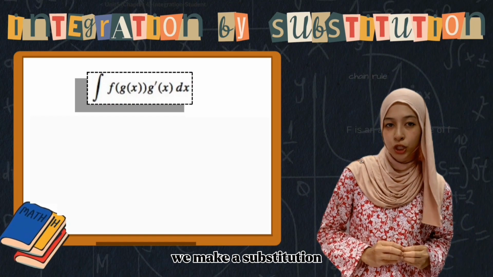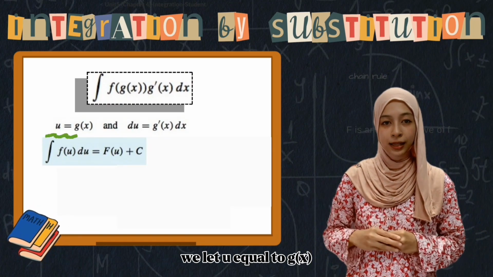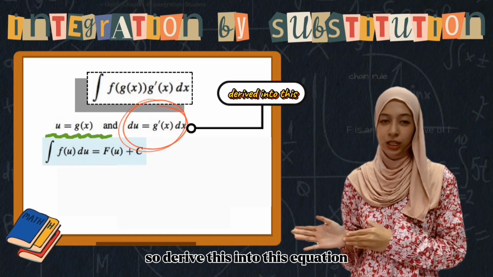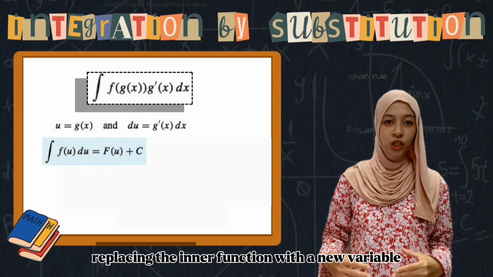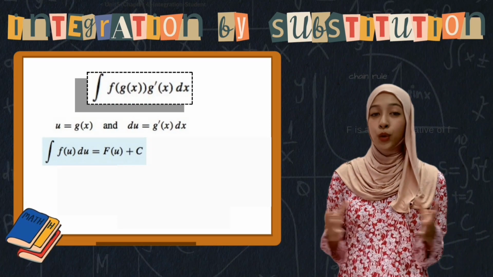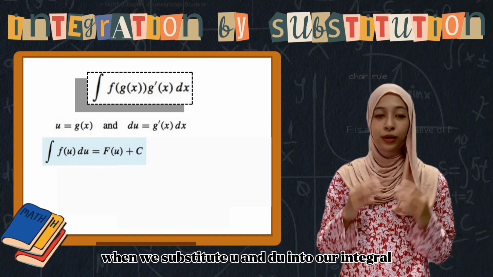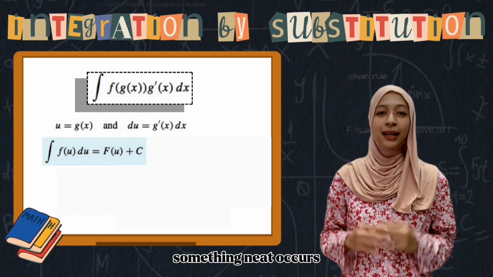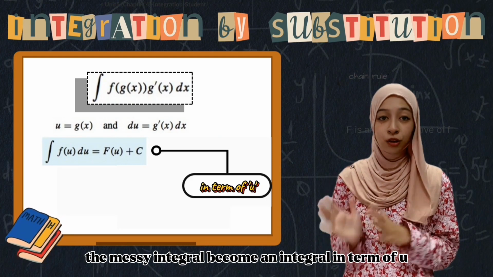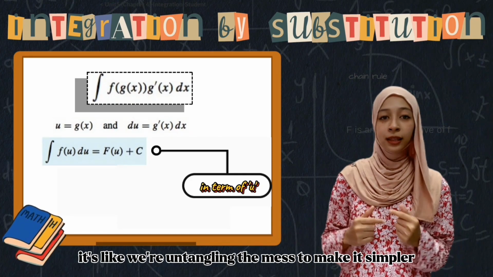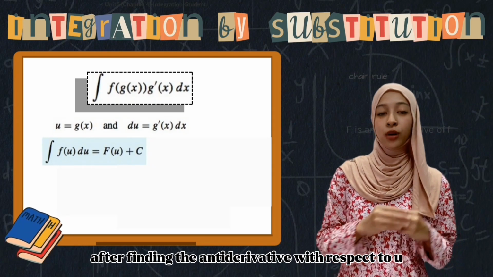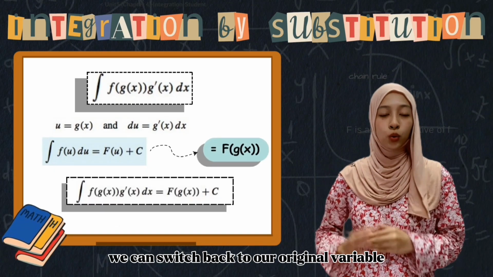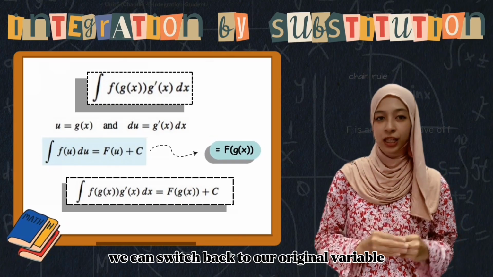We make a substitution. We let u equal to g(x), so derive this into this equation. Now, as you can see, we're essentially replacing the inner function with a new variable. When we substitute u and du into our integral, something neat occurs. The messy integral becomes an integral in terms of u. It's like we're untangling the mess to make it simpler. After finding the antiderivative with respect to u, we can switch back to our original variable x if needed.